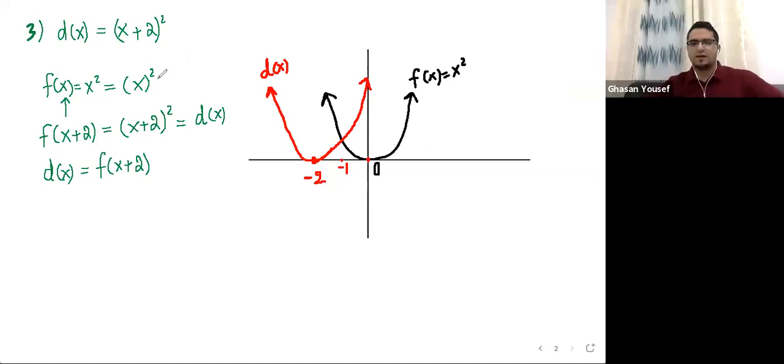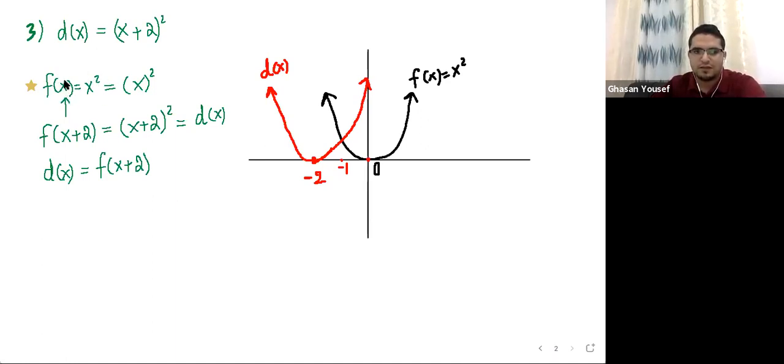So first of all, you have to write d of x equal the original function. Then you have to put the original function f of x equal x squared, or x to the power 2. Now you have to modify the original function. Modify means you have to change something in the original function. You have to substitute, or multiply by a number, or do something.